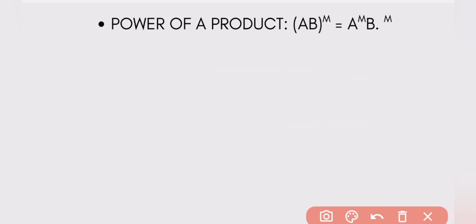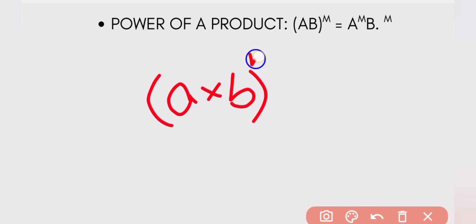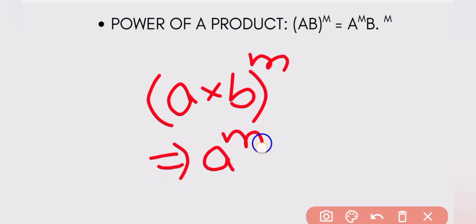Now we have the power of a product law, which says that if two terms are multiplied in brackets and a power is applied, then the power will be given to both the things. For example, if we have a into b and we have the power of m, it will be written as a to the power m into b to the power m.